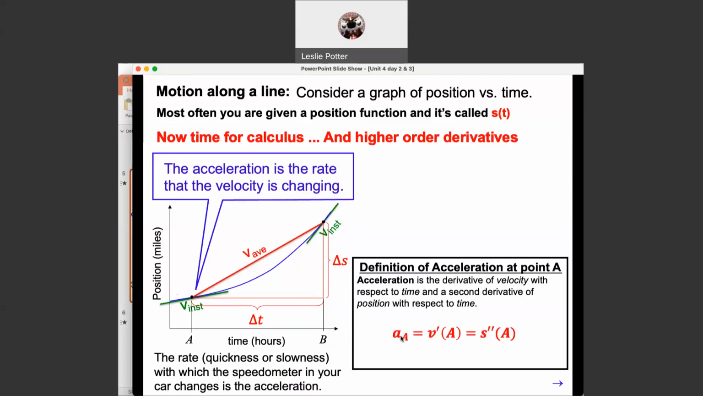So that acceleration then at point A is going to be the derivative of my velocity evaluated at A. But if you remember, the velocity was already a different derivative of the position. So it's a second derivative of position at point A.